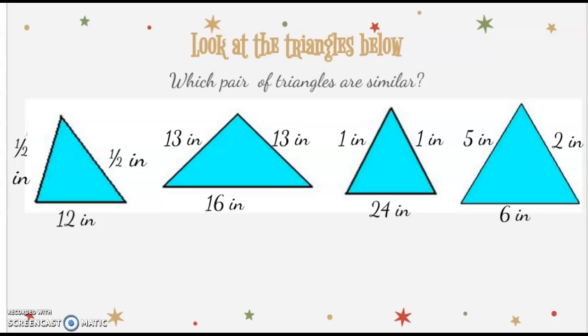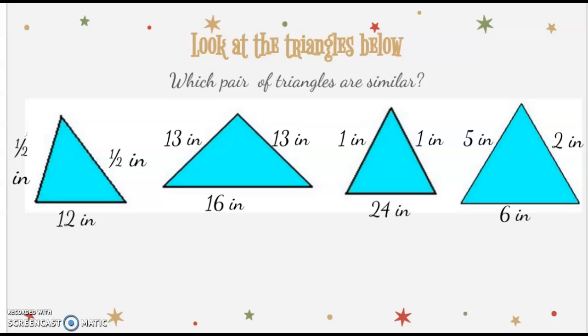So let's check the 13 by 13 by 16 compared to the 1, 1, and 24. Well, I can divide 13 by 13 to get 1 on each of these sides, but 16 divided by 13 is not going to give me 24. So I know that that's not a possibility.